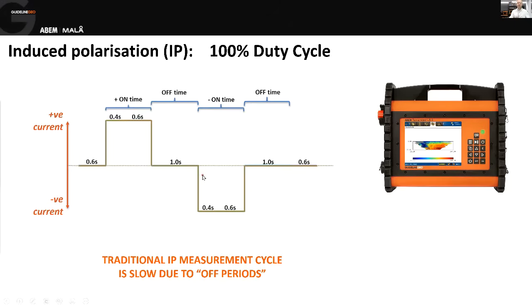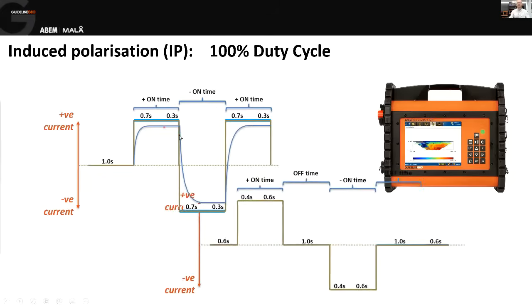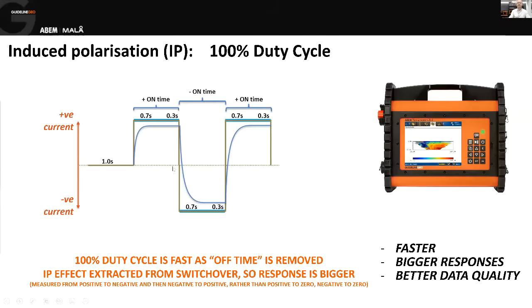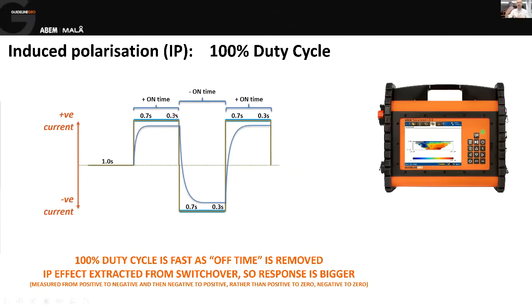On the LS2, we've introduced what's called the 100% duty cycle for measuring that IP effect. And in doing so, we don't switch the current off. What we do is we measure the IP effect at the point where the current switches from being positive polarity to negative polarity, where it changes direction. So we look at how the voltage drops and then switches polarity and increases in that opposite polarity. And the advantage that that gives us is, firstly, we have a bigger IP effect because we're not measuring from just positive to zero or from negative to zero. We're measuring all the way from positive through to negative and then negative through to positive. Much bigger effect for us to see.